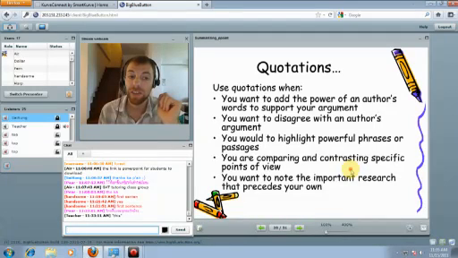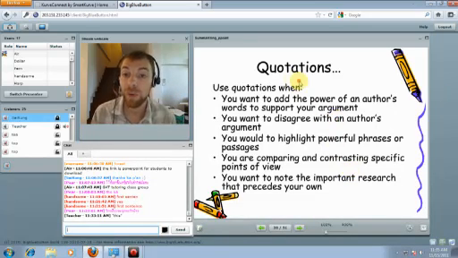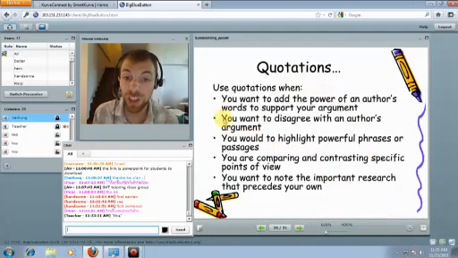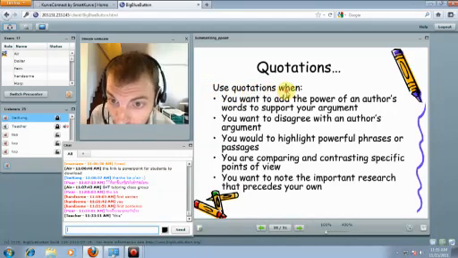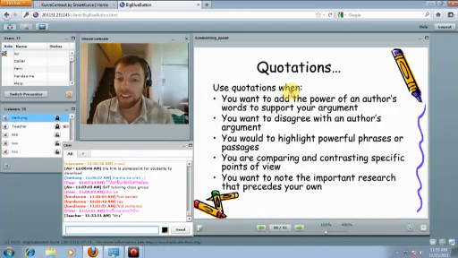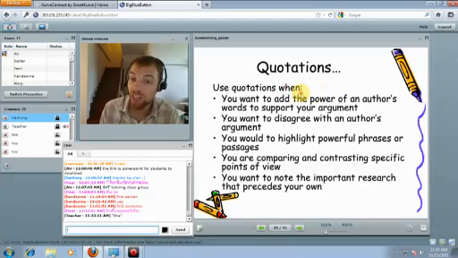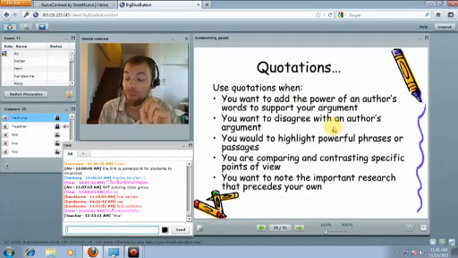And a quotation is saying exactly the same thing that you're reading. If I was going to make a quotation from this, I would say, use quotations when. Exactly the same. Not changing it, using exactly the same. Summarizing is changing. You're mixing a little bit. But a quotation is all or part of a sentence.